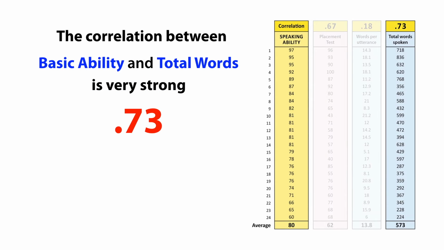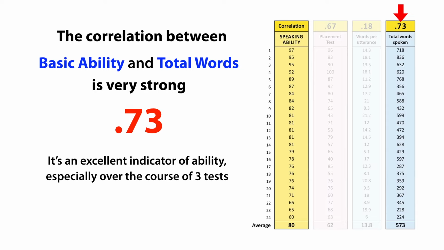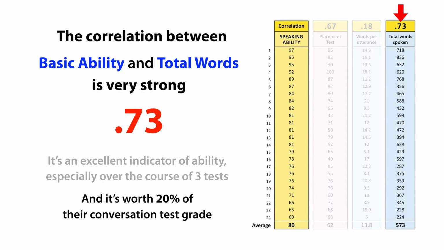The correlation between basic ability and total words is very strong, 0.73. It's an excellent indicator of ability, especially over the course of 3 tests. And it's worth 20% of their conversation test grade.